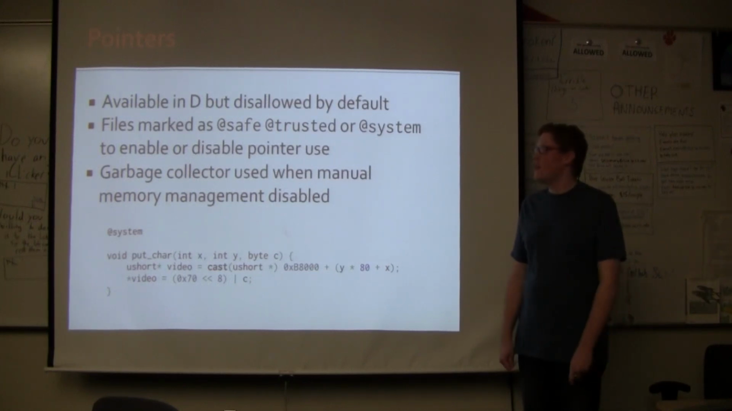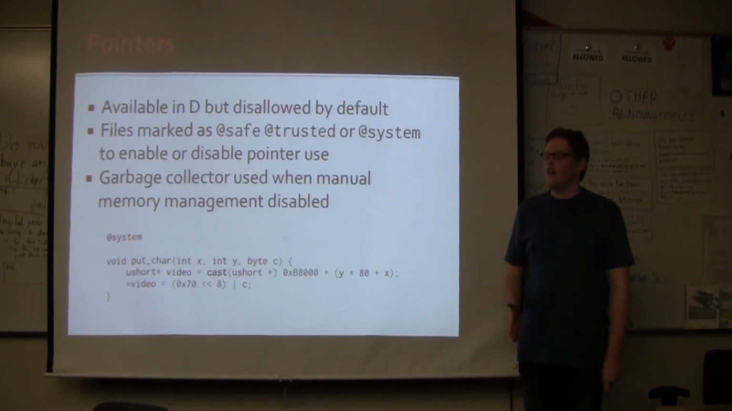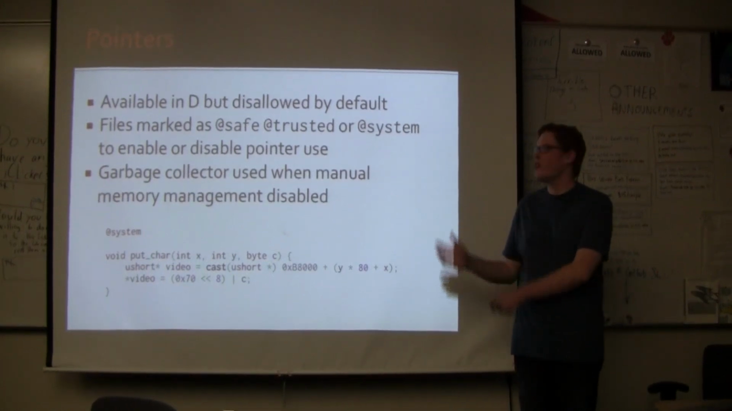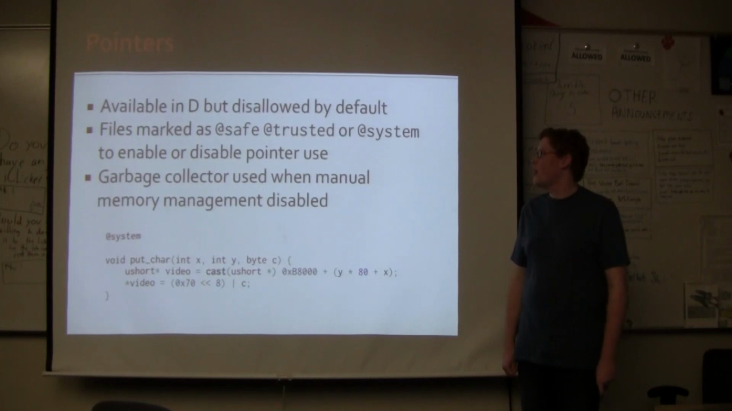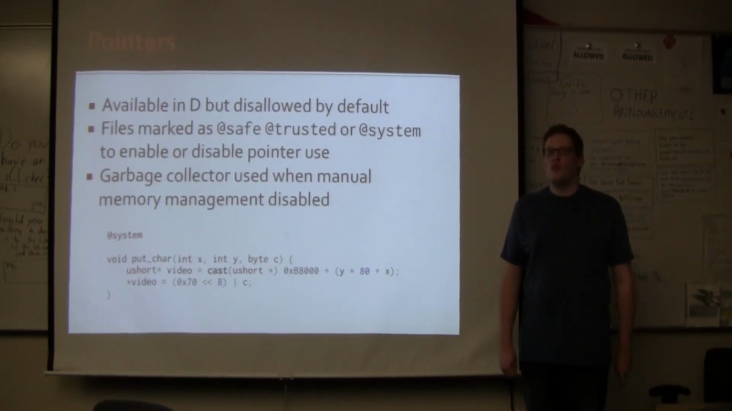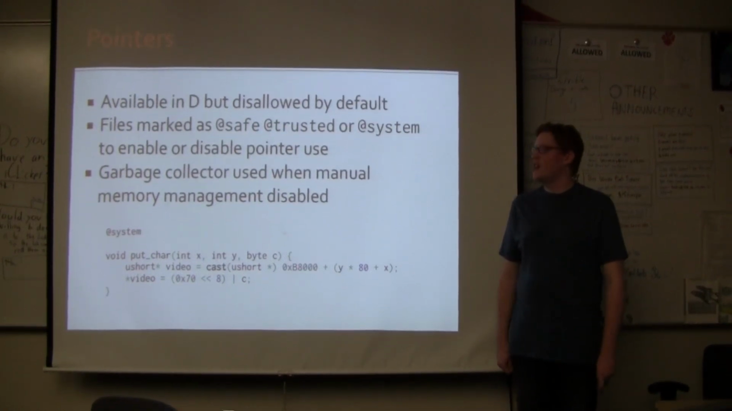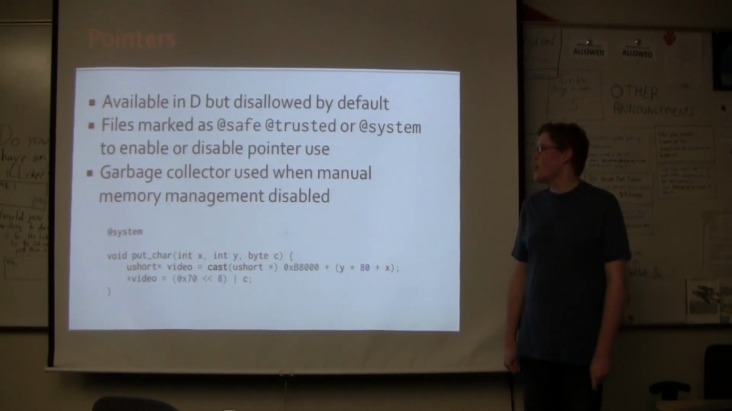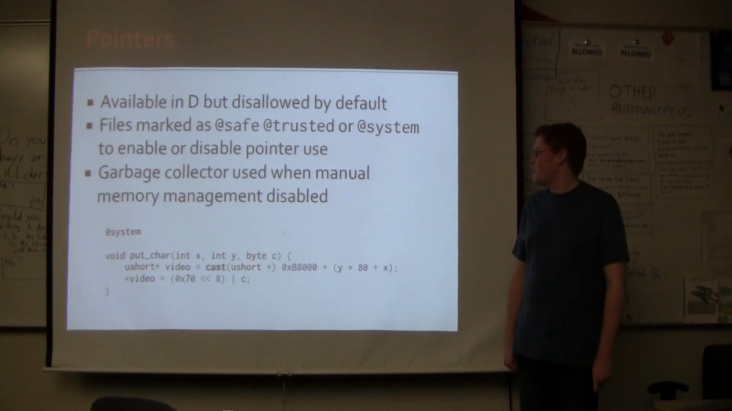And a trusted file is one that includes system files. So it's sort of like an API layer: safe programs can call trusted code, and trusted code can call system code. It's like a buffer for your API. When you're using the safe mode, which is standard, you will be using a built-in garbage collector, and you don't have to worry about memory management. And here you can see just an example of low-level OS pointer magic.